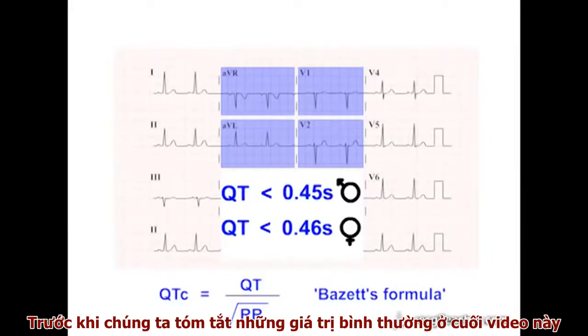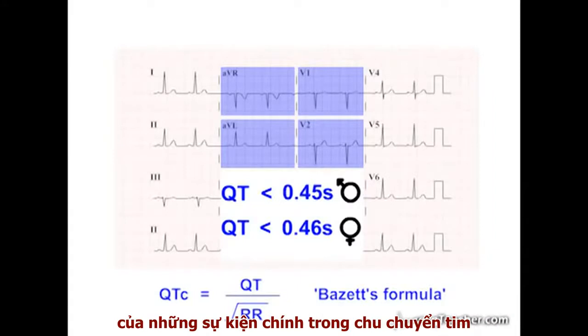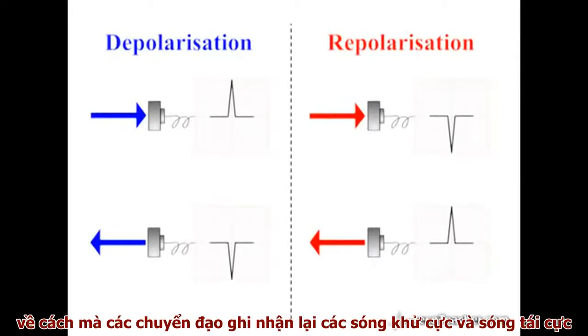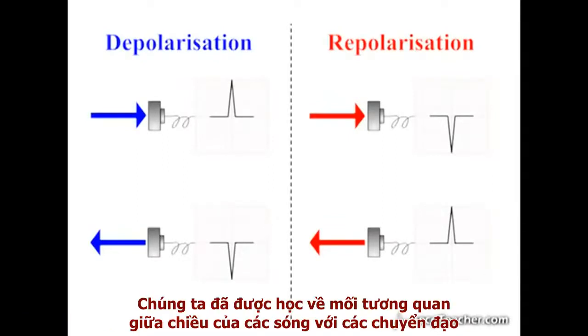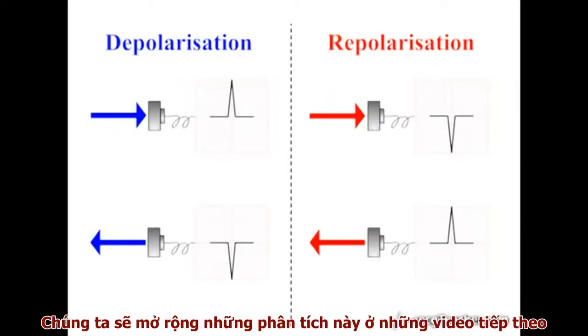Before we summarize the normal values outlined in this video, there are some further issues in the analysis of the duration of the events of the cardiac cycle of which you should be aware. In an earlier video, we studied the manner in which ECG leads record depolarization and repolarization. We learned how the direction of travel of a depolarizing or repolarizing current relative to a lead is the key determinant of the sign of the deflection produced in that lead. We will expand on this analysis in future videos.